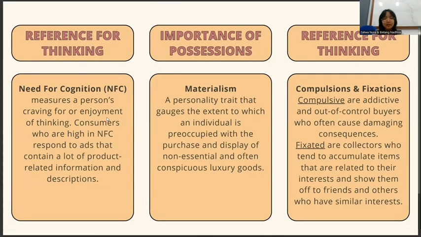The next one is preference for thinking. Need for cognition, or NFC, measures a person's craving for and enjoyment of thinking. Consumers who are high in NFC respond to ads that contain a lot of product-related information and description. And the next one is importance of possessions. It's materialism, a personality trait referring to the extent to which an individual is preoccupied with the purchase and display of non-essential and often conspicuous luxury goods.